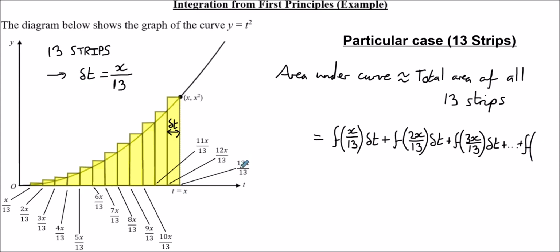here, I've written this as 13x over 13, which is obviously just going to be f of x, because here t is x, but I've left it as 13 over 13, just so you can see the pattern. So then it's f of 13x over 13, I'm never leaving myself enough space, multiplied by delta t.